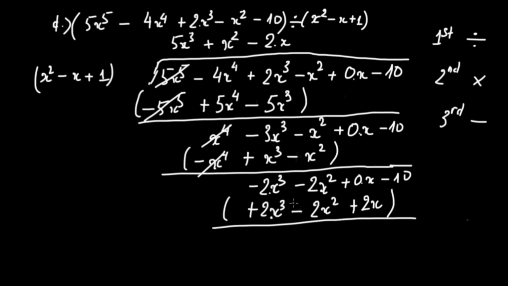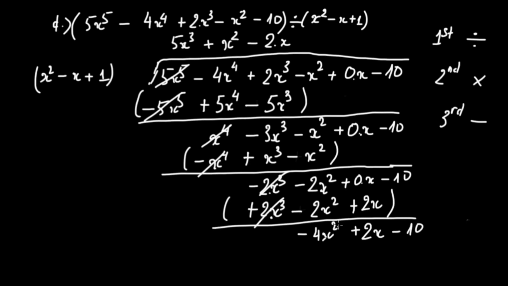Then you add two expressions together, right? This one and this one are canceled out. Then you see minus 2x squared minus 2x squared again. So it's going to be minus 4x squared. 2x plus 0x, you got 2x. Minus 10, you put it down.